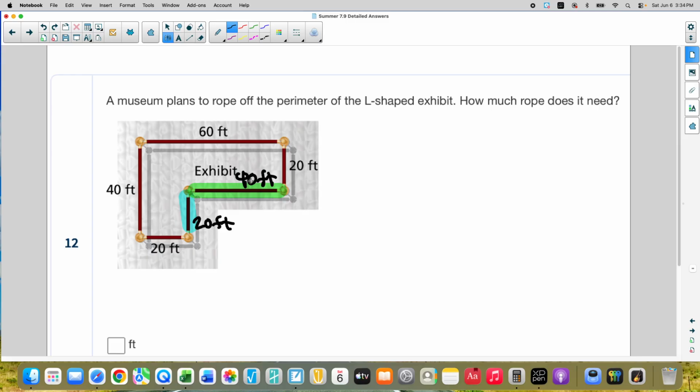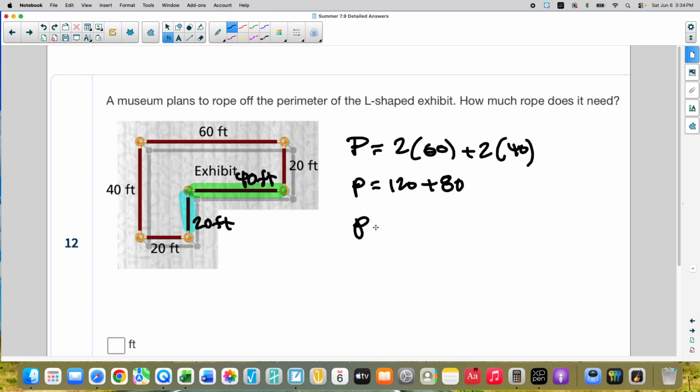What we need to understand is that it doesn't matter how many times it breaks down and closes. This side's going to be 40, this is 60, this is always going to add up to 60. So we actually have a perimeter of 2 times 60 plus 2 times 40. That's 120 plus 80, or perimeter equals 200 feet.